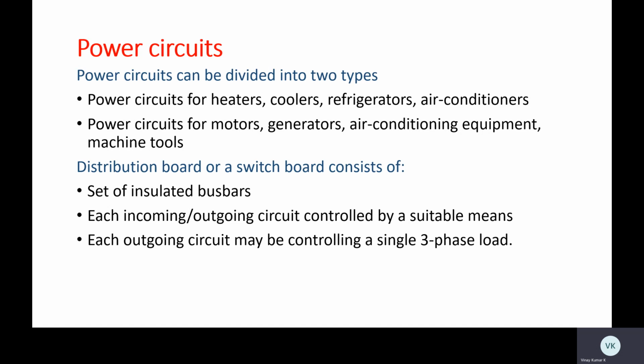So just like light circuits, power circuits can also be divided based upon the loading conditions. If it increases more than 1000 watts, then we have to go for one more subcircuit in the power circuit also. That is, mainly 3 points. If it increases more than 3 points, we have to go for one more subcircuit. This is about power circuit calculations.